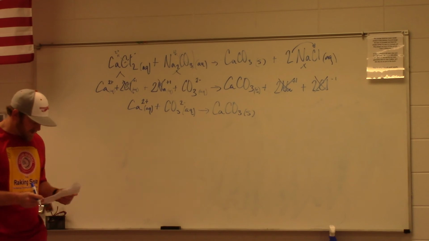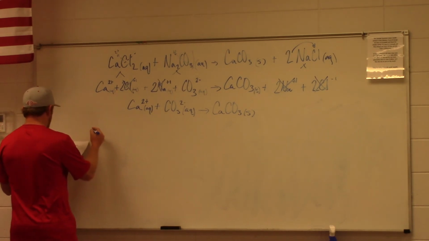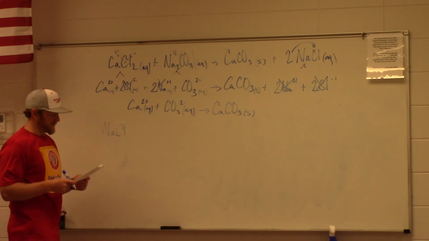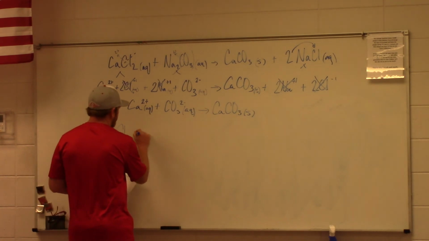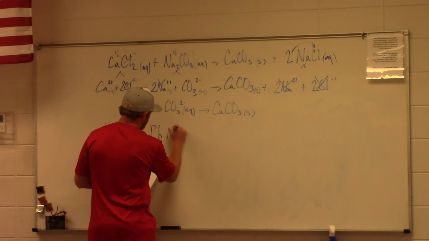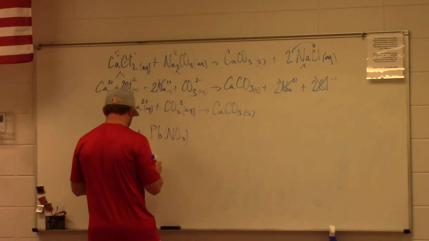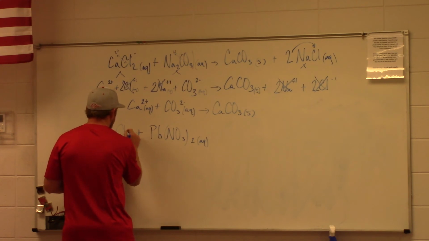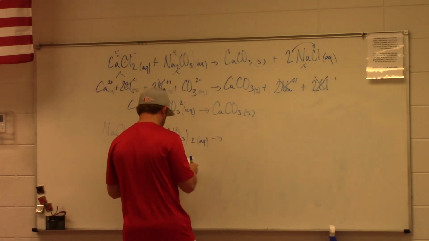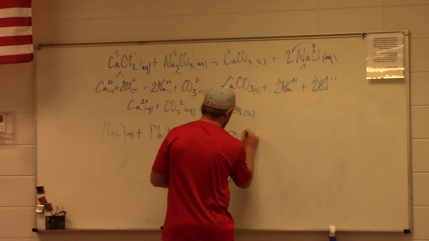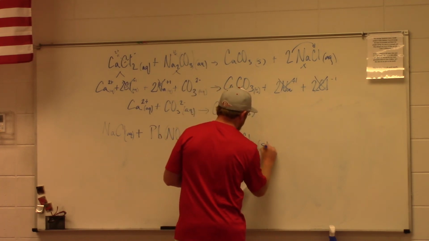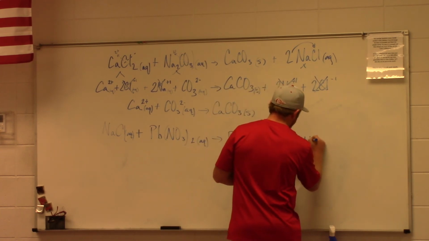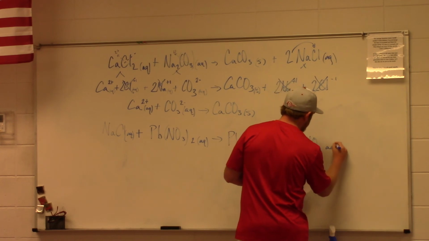Let's do one more before I get off here today. So we go NaCl. I'm going to do the first problem that's in your notes that you have to do. Plus lead nitrate, PbNO3 in aqueous solution. Chloride is an aqueous solution. Yields PbCl2, which is our solid, plus NaNO3, which is our aqueous solution.